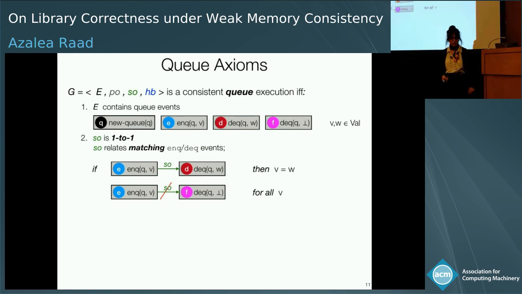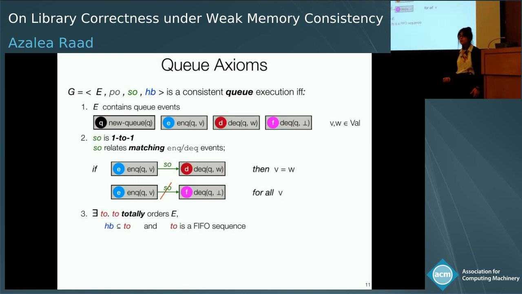And thirdly, and perhaps most importantly, I'm going to say that there needs to exist a total execution order, a total order on all events, that one, respects the happens-before relation, and two, forms a FIFO sequence. Now, I'm sure this sounds familiar to all of you. This is basically the linearizability definition I had from earlier for the queues. And this is exactly why I've given you this example here.